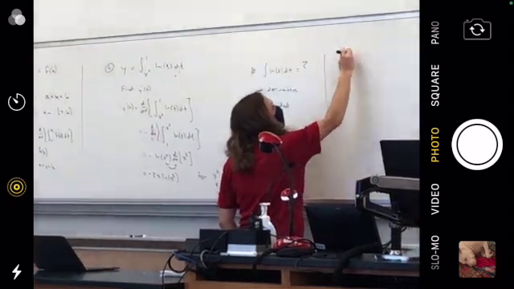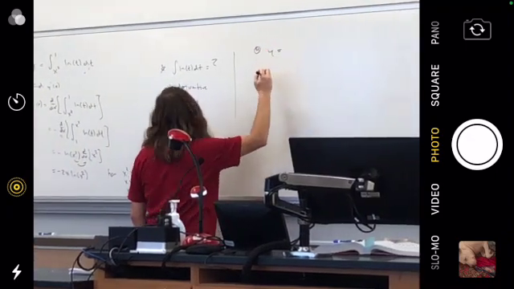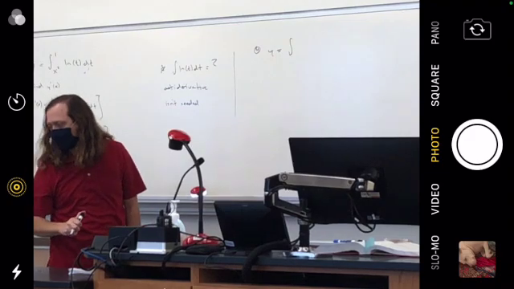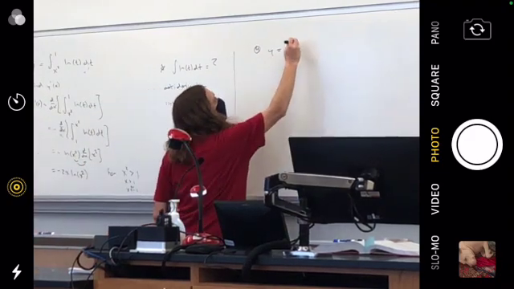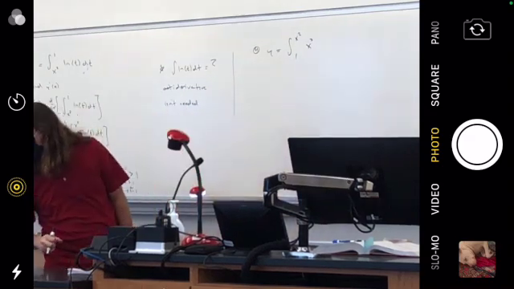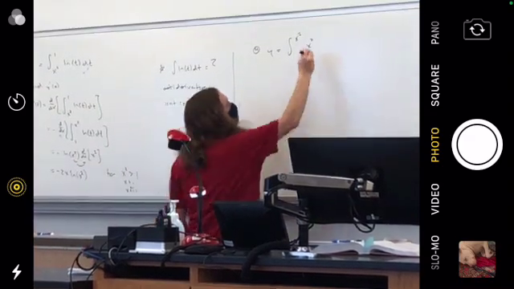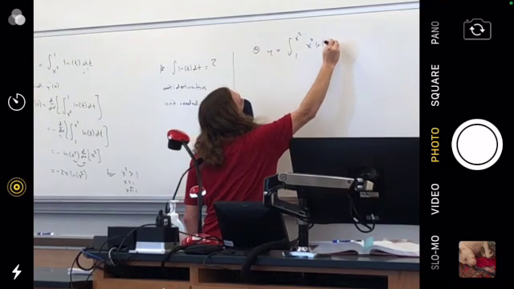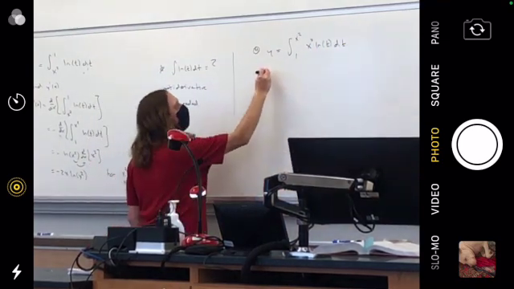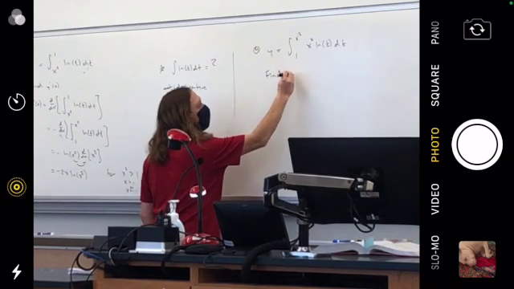Change this to y is equal to the integral from 1 to x squared of x cubed times natural log of t. And now I want to again find y prime of x.